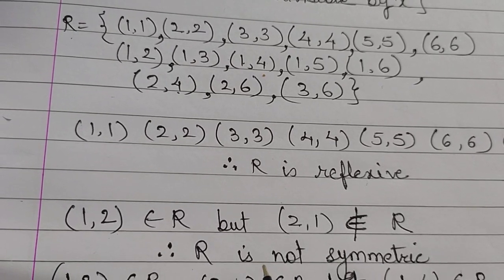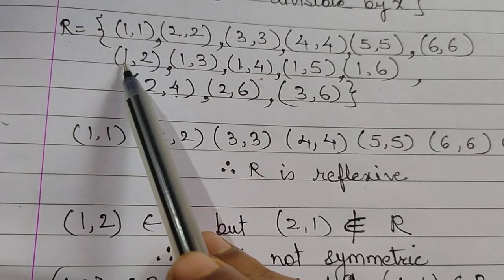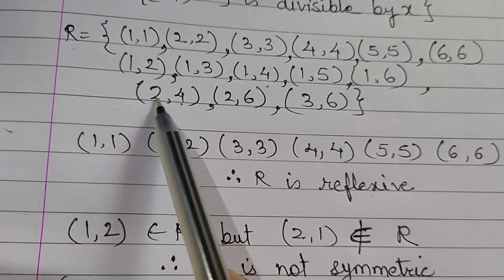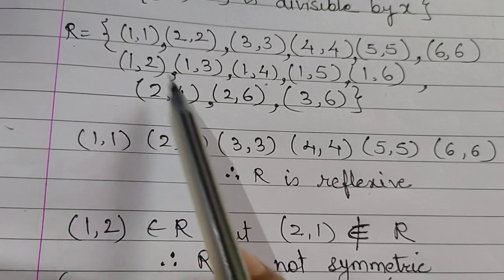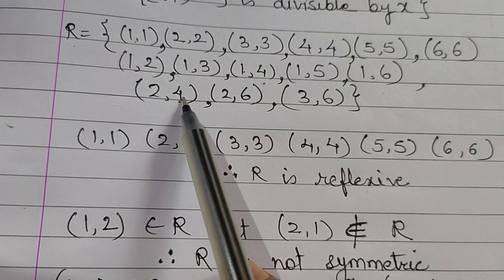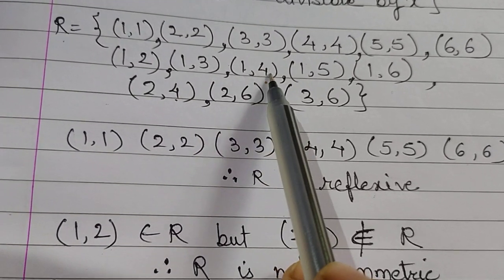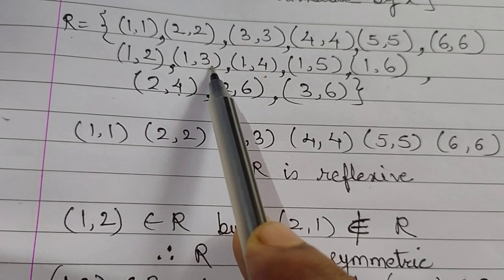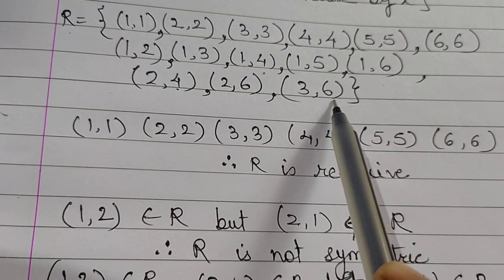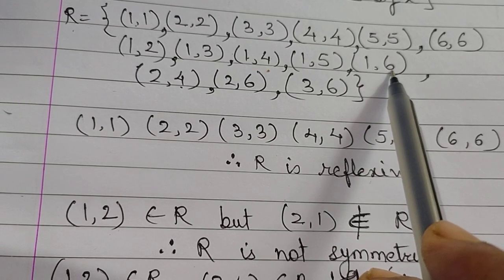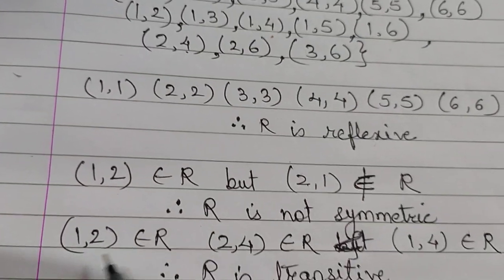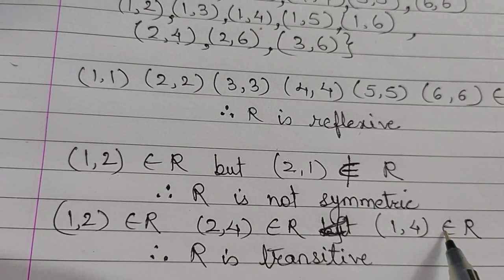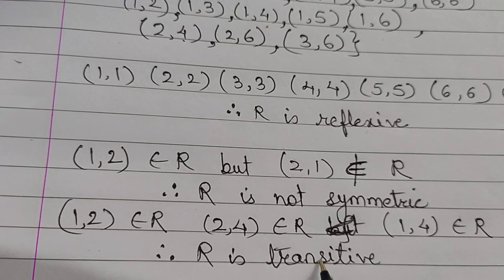And then for transitive, observe these ordered pairs. (1, 2) belongs to R and (2, 4) belongs to R, then (1, 4) should be there, and it also belongs to R. Then the next pair, (1, 3) belongs to R, (3, 6) belongs to R, and (1, 6) also belongs to R. Therefore R is transitive.